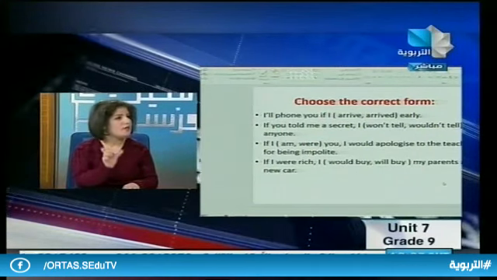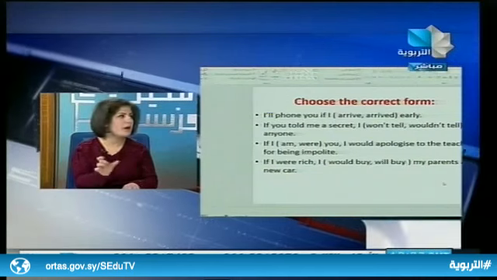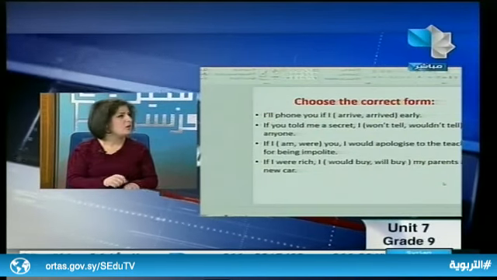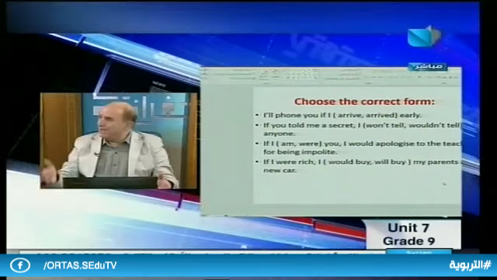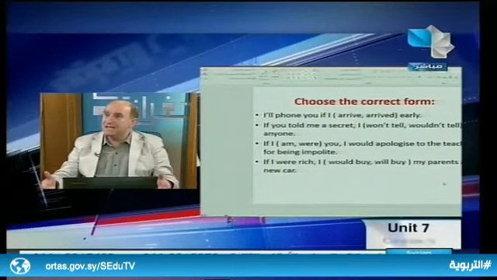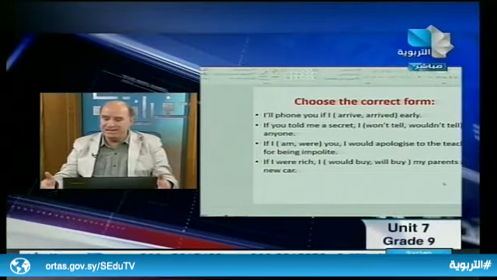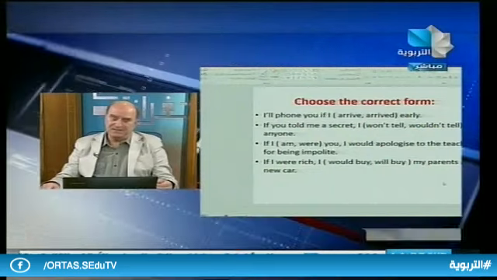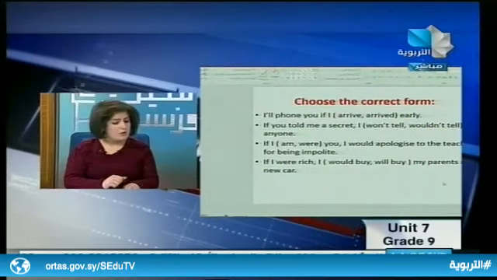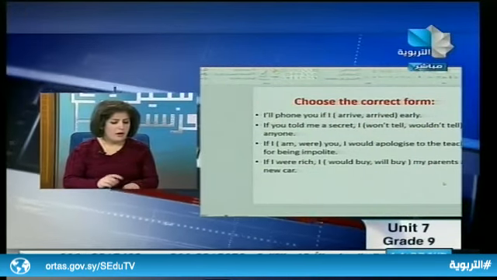So I have to look for the auxiliary verb, which is would. Exactly. So here we have would. It means that the verb in the if clause is in past simple, so we have to choose if I were you. Very nice.